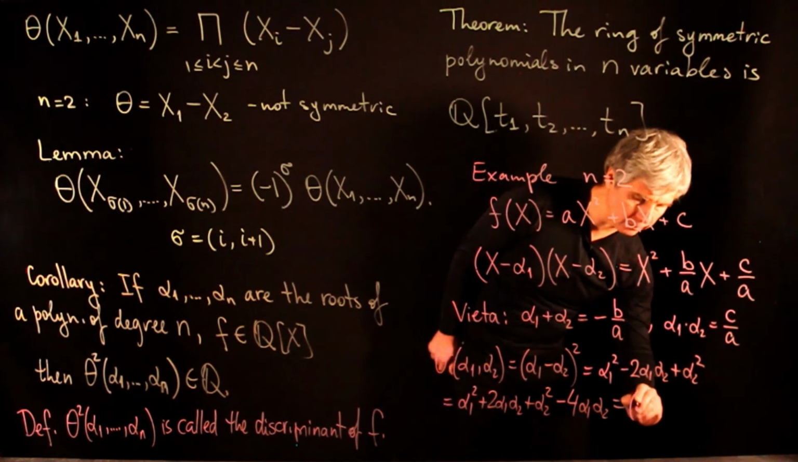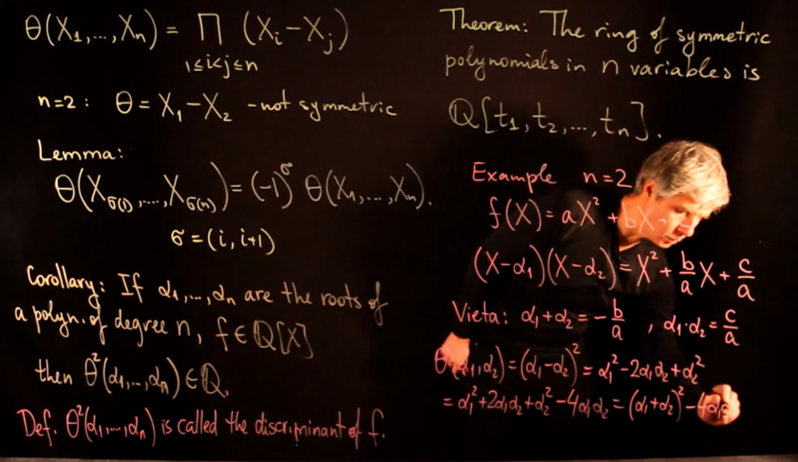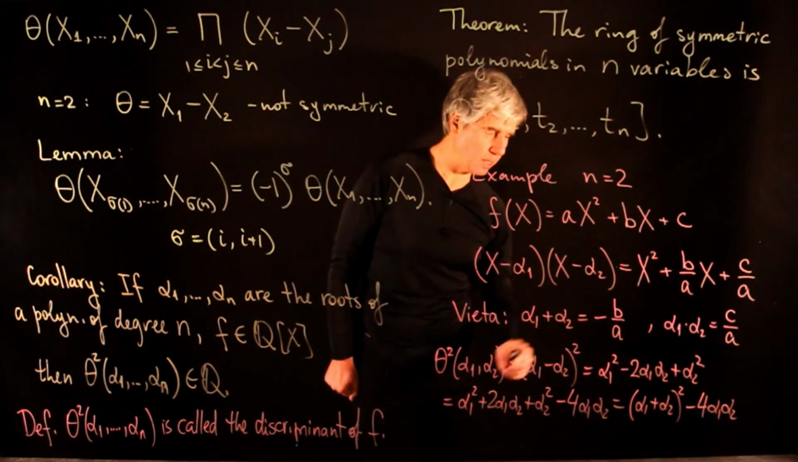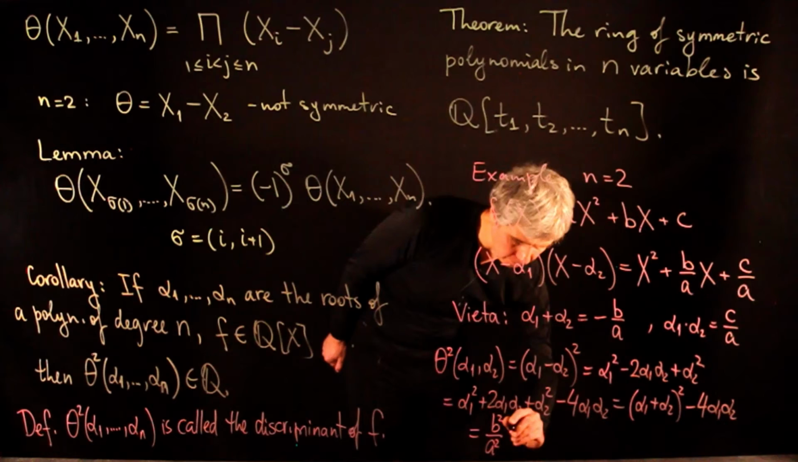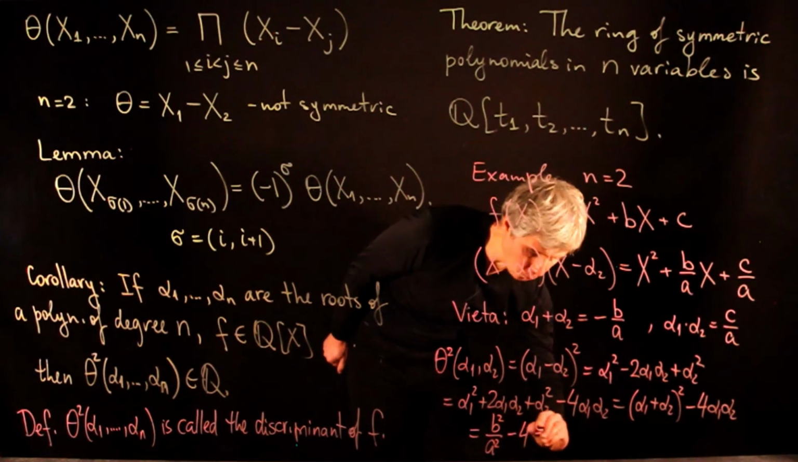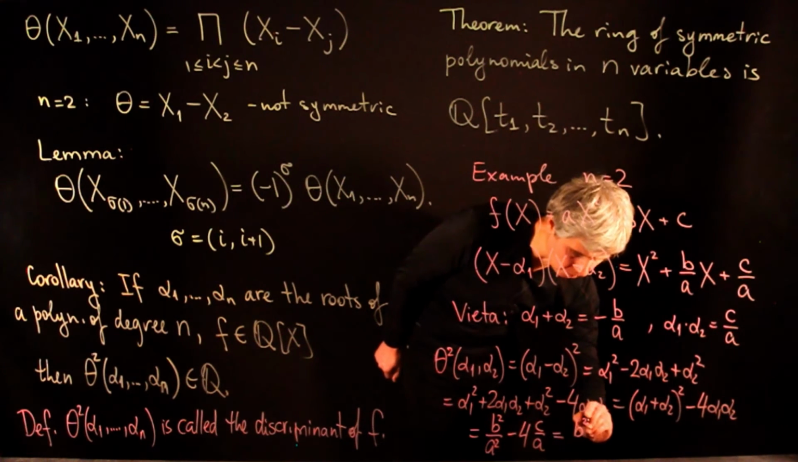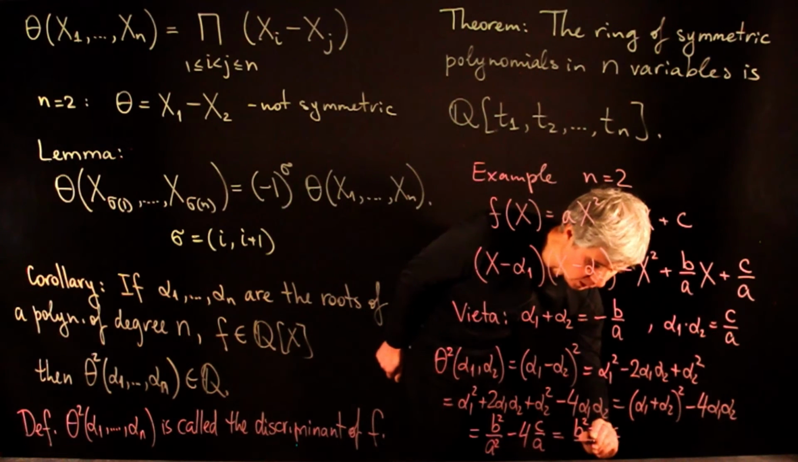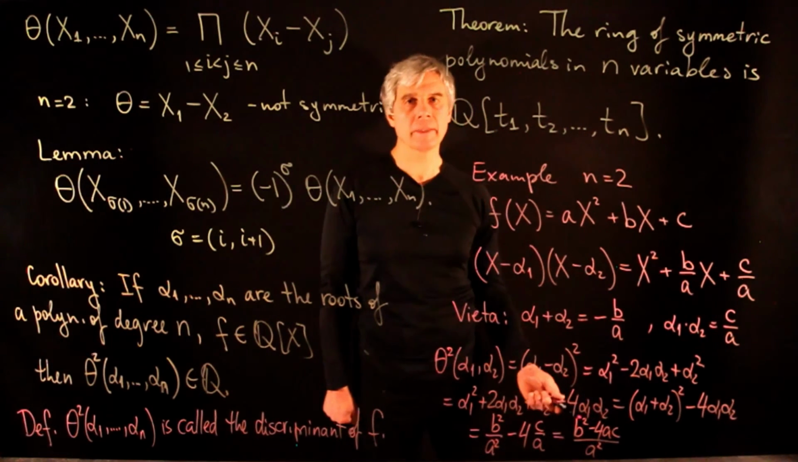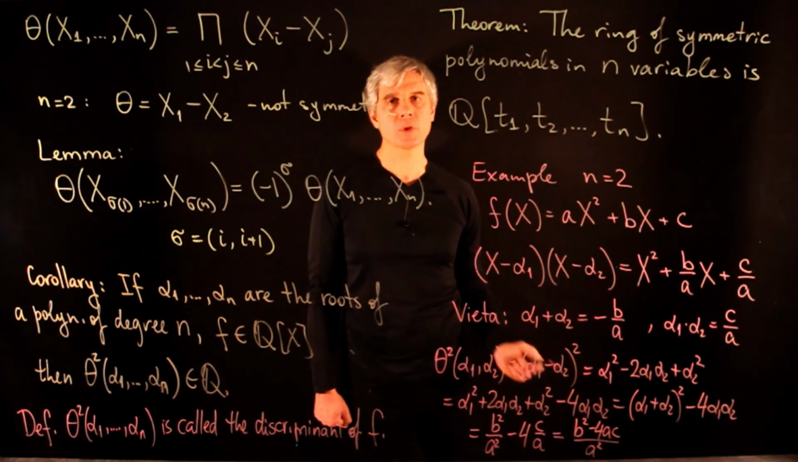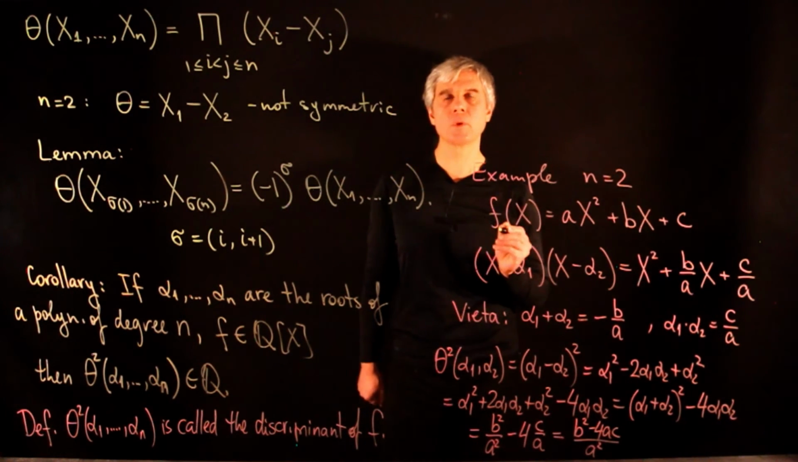So this is (alpha 1 plus alpha 2)^2 minus 4 alpha 1 alpha 2. And then applying Vieta's theorem, we get b squared over a squared minus 4c over a. Or bringing this to a common denominator, this gives us (b squared minus 4ac) over a squared. Not surprisingly, here we see the expression that appears under the square root of the formula for the roots of a quadratic equation. Let us now state a theorem that answers the question that we posed earlier.